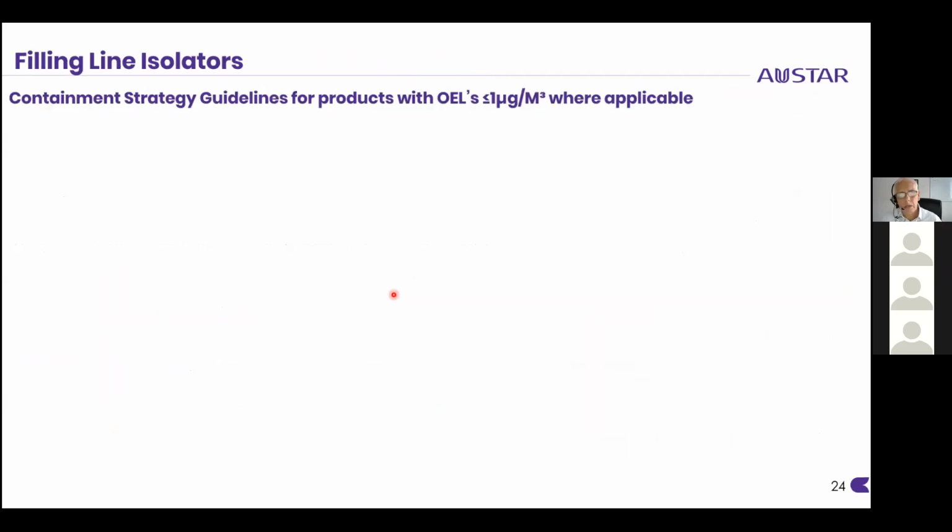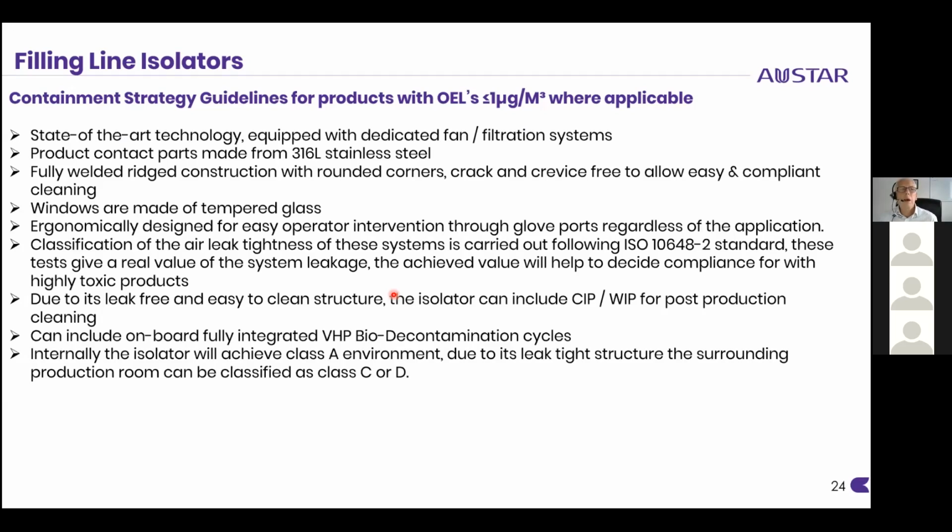Filling line isolators. Now, if it's for a toxic product, we can guarantee, as with any containment isolator, less than 1 microgram protection. Filling line isolators are still designed to the same exacting specifications. We can design them with wash in place, clean in place. They all create a grade A environment inside. We can put on board fully integrated VHP biodecontamination cycles.